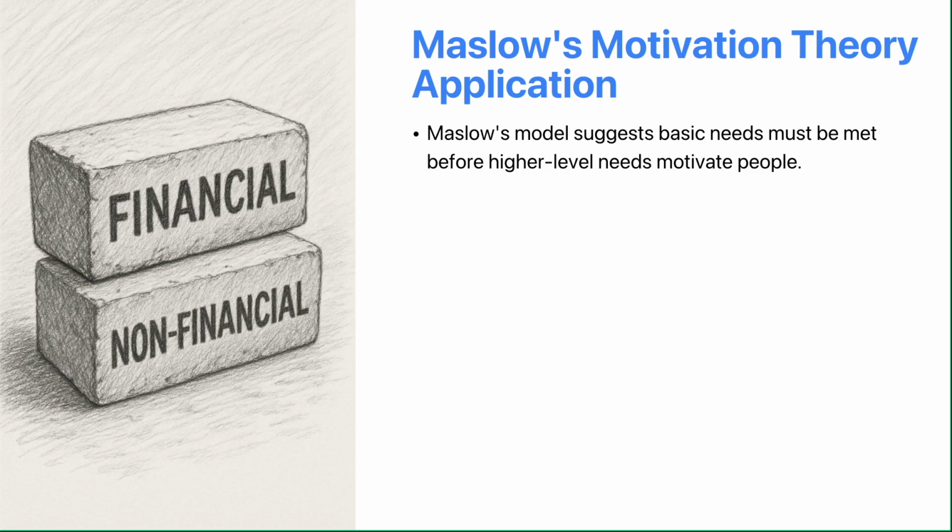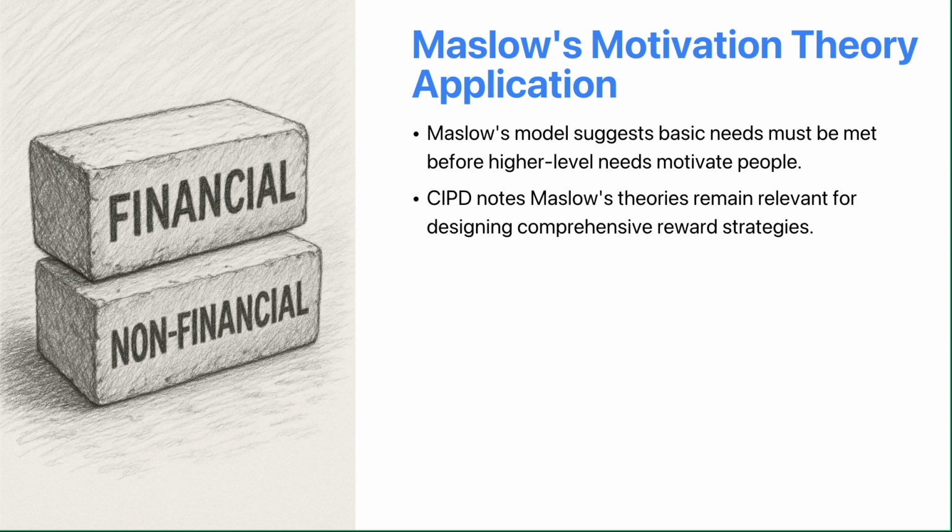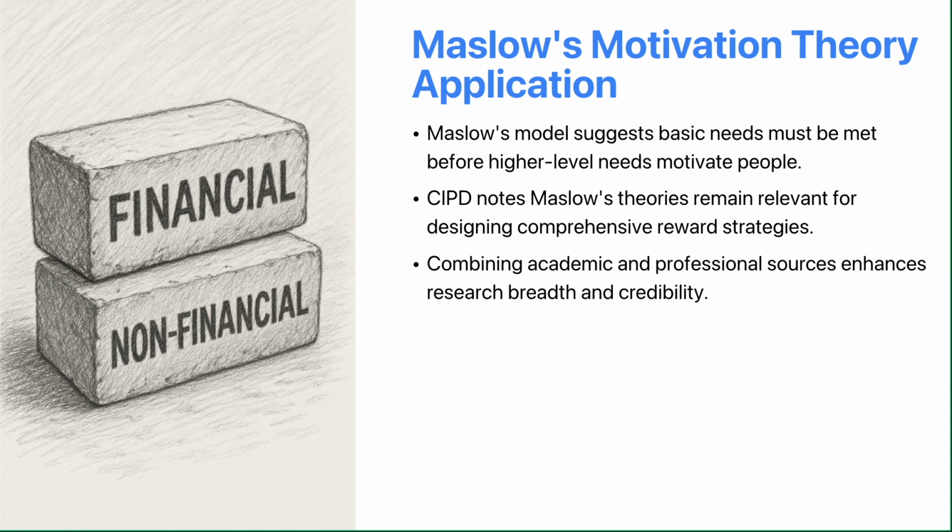For the evidence, you could refer to Abraham Maslow's 1943 article where he set out this model, explaining that people are not motivated by higher-level needs, such as esteem, until more basic needs, such as food, security, and belonging, are met. The Chartered Institute of Personnel and Development also highlights that motivation theories like Maslow's are still useful today, particularly when designing reward strategies that address both financial and non-financial needs. By combining academic and professional sources, you demonstrate wider research and stronger credibility.